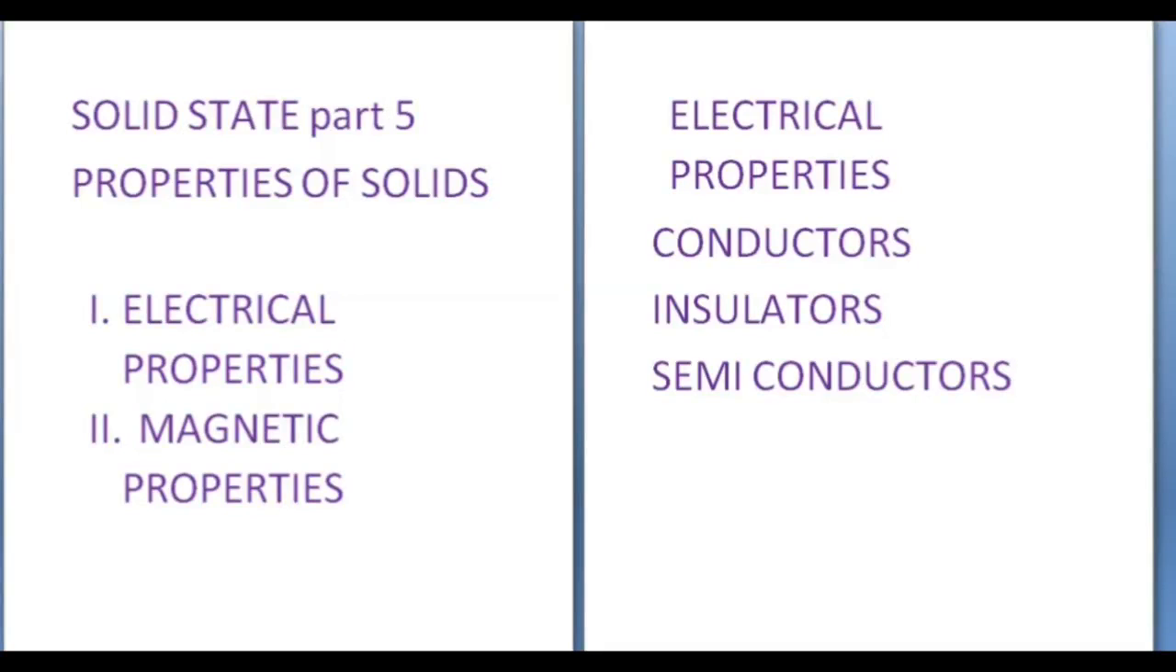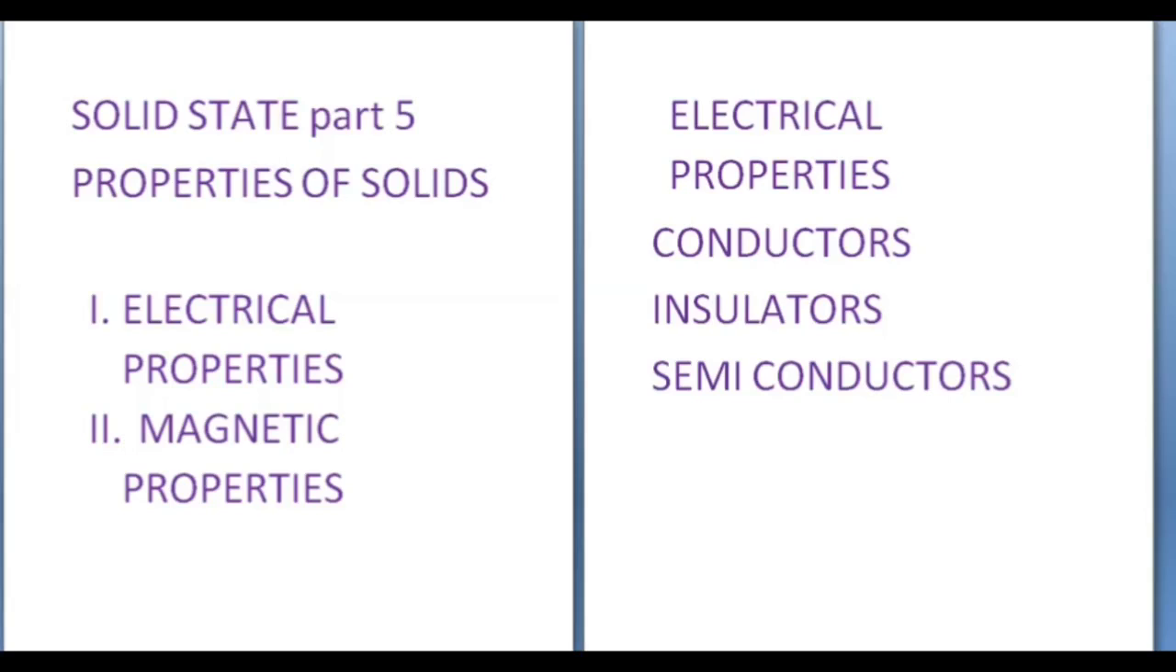Today we will study about the properties of solids. Now there are two types of properties of solids. First is the electrical properties and second is magnetic properties. We start with the electrical properties. According to electrical properties, solids are of three types: conductors, insulators and semiconductors.